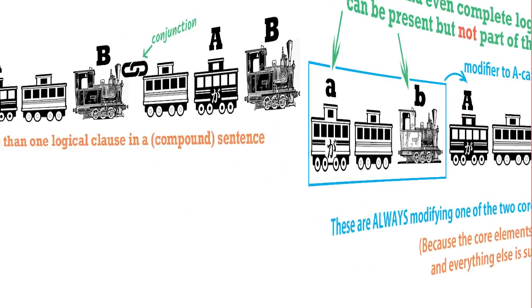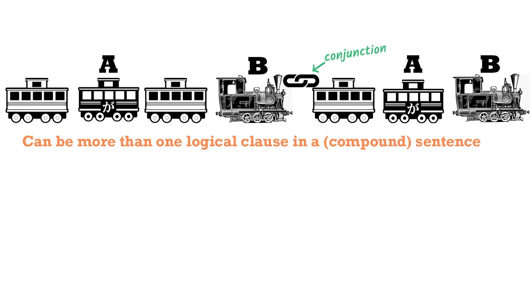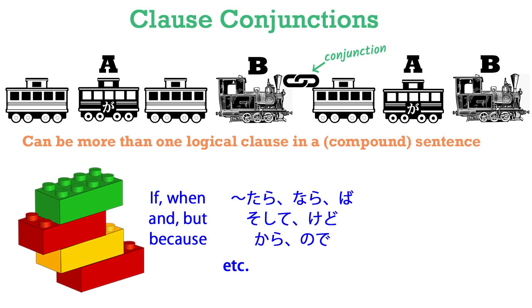Now, sentences where there is more than one logical clause have to be connected by some kind of conjunction. And this is very important, because this gives us the key to seeing whether or not there is more than one core, and if there is, where they are and how they're working. In our recent series on conditionals, we were in fact dealing with conjunctions. There are various kinds of conjunctions: and, but, when, if, etc.